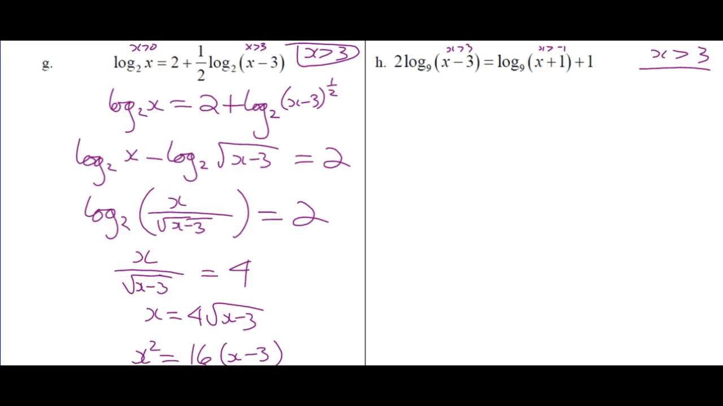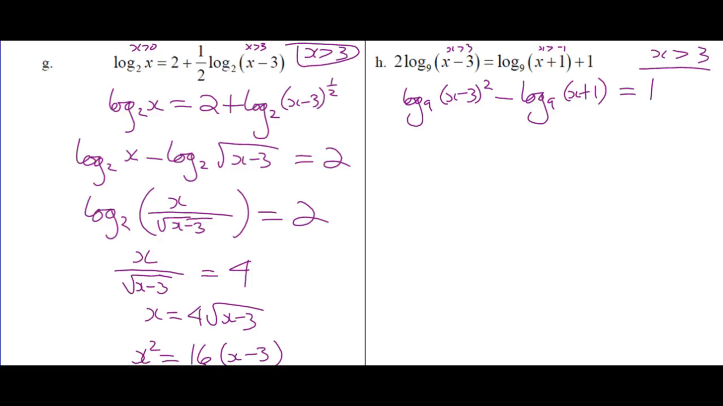Okay, what do we want to do? Well, let's get rid of the 2. How do we get rid of the 2? Move it. Move it where? Move it up here. Let's, at the same time, subtract this and set it equal to that.